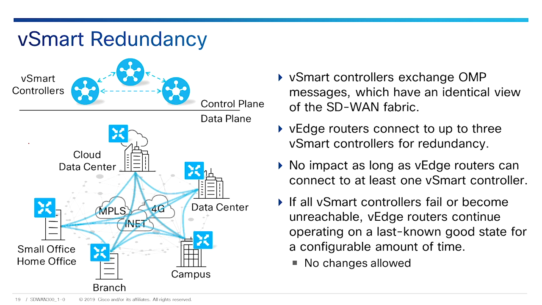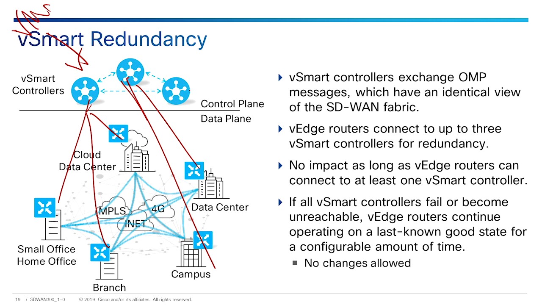of features. Remember, if no vSmart is available, the fabric keeps working in its current state, so there's no impact on the data plane traffic. However, no policy changes can be made at this point. Remember, all the policy changes are routed through vSmart, so we configure it on vManage. They get pushed to vSmart, and then vSmart pushes them to each of the systems. Okay, so if the vSmart's down, any policy changes are over.